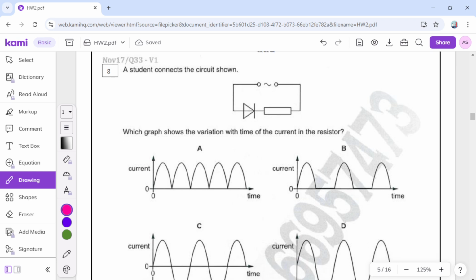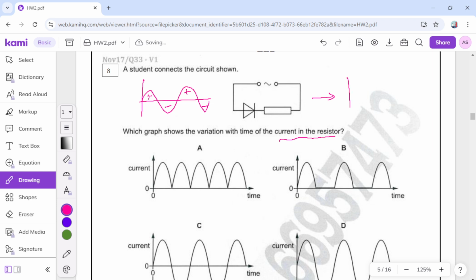A student connects the circuit shown. Which graph shows the variation with time of the current in the resistor? As I said, if we have an alternating current, positive, negative, positive, negative, while it passes through the diode, it will become what? Just one direction, positive only. So this is why I will choose B.